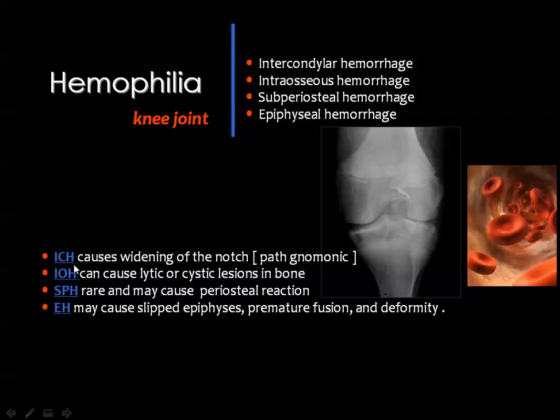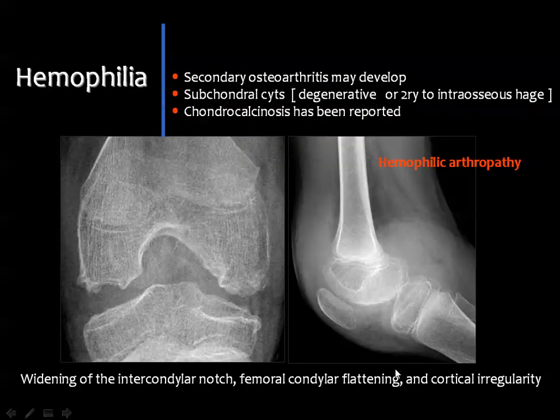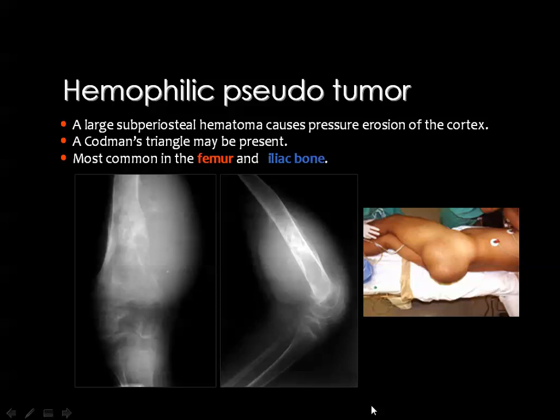Also, you remember that intraosseous hemorrhage may result in a huge mass, which is known as the hemophilic pseudotumor. Because of these changes inside the joint and around the joint, you get secondary osteoarthritis with narrowing of the joint space, subarticular bone sclerosis, and subchondral pseudocystic changes. Also, you may get chondrocalcinosis in this disease. Hemophilic pseudotumor is the result of a large subperiosteal hematoma causing pressure erosion on the cortex of the underlying bone.